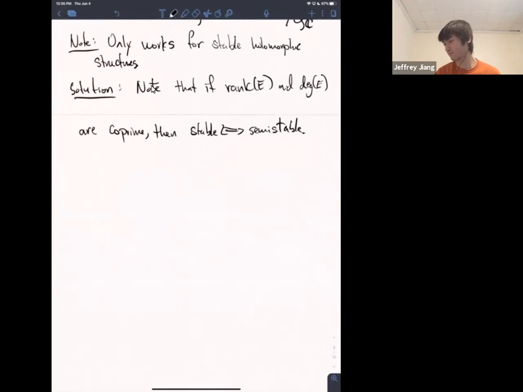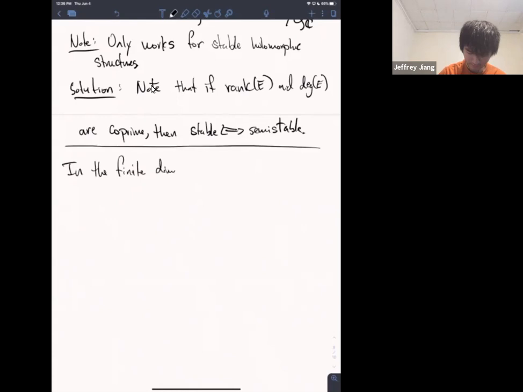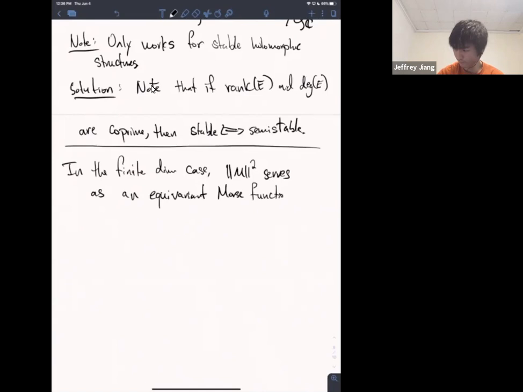Okay, so drawing on our analogy again, in the finite dimensional case, this norm squared of the moment map serves as something called an equivariant Morse function. And it lets us compute something called equivariant cohomology, which I'll get into in a second.